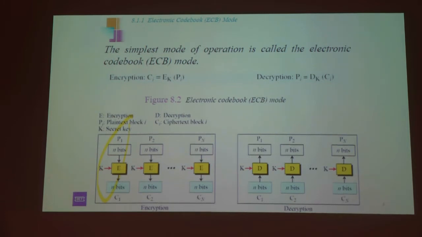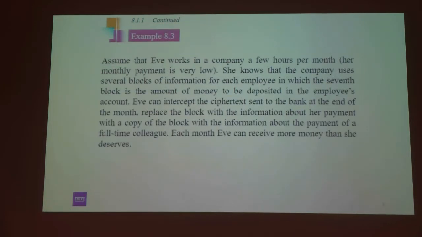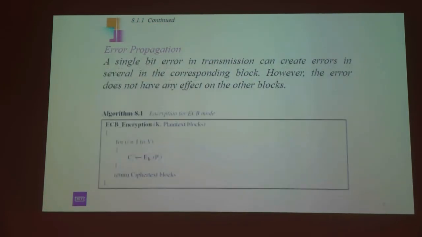You have plain text 1, you encrypt it to C1, you send it, and the data gets corrupted. It has nothing to do with other packets. So there's no error propagation. A single bit error in the transmission can create errors in the corresponding block, in the block itself. However, the error does not have any effect on the other blocks. You agree?